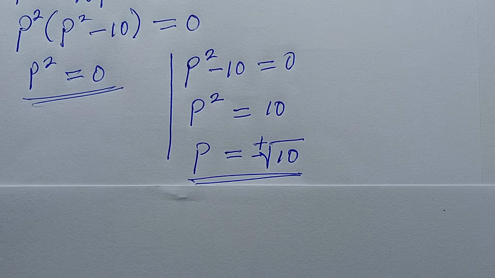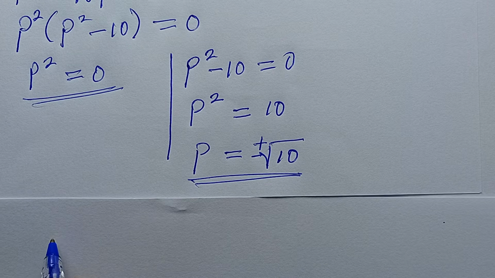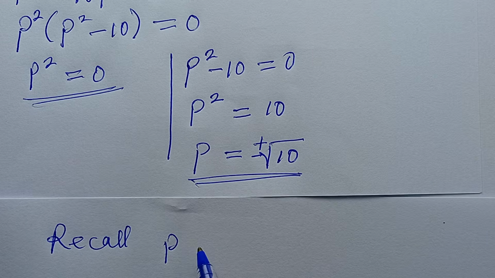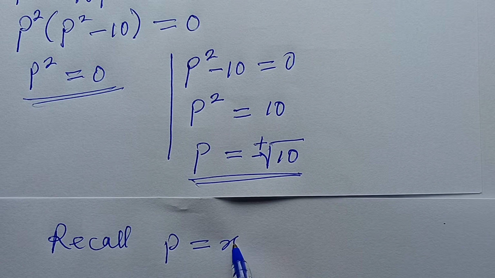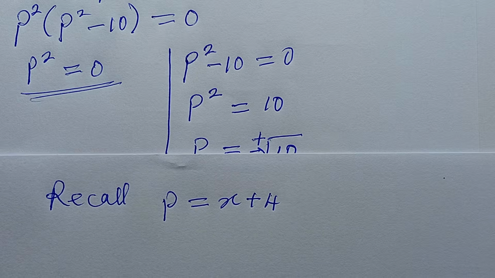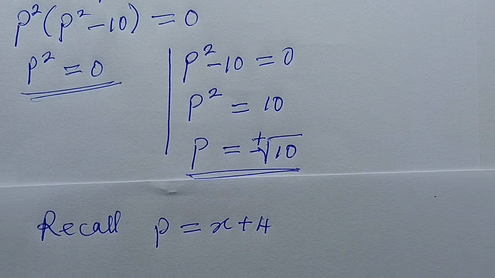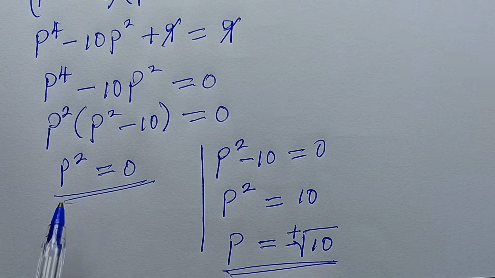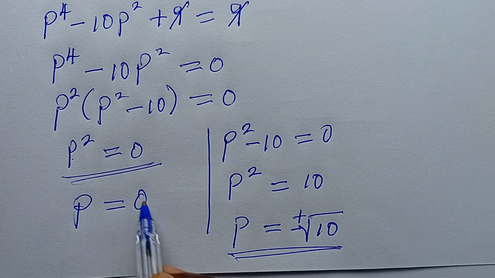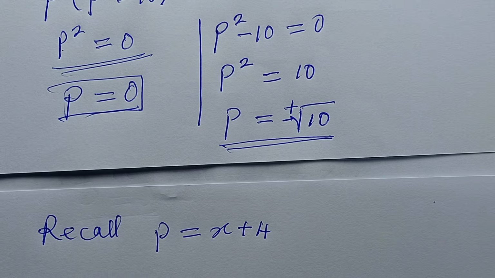We recall where we said let p be equal to x plus 4. So from here we now say recall that we said p is equal to x plus 4. So if p is equal to x plus 4, we're going to take the first case scenario. Mind you, since our p square is equal to 0, we automatically have p is equal to 0 here. If we square both sides of the equation, that will give us 0.